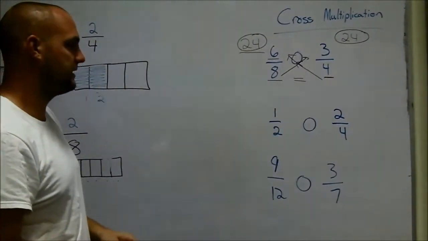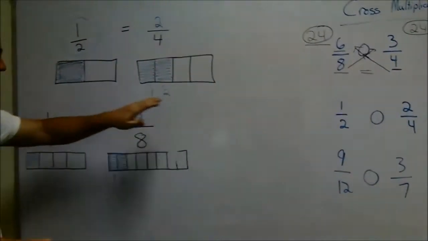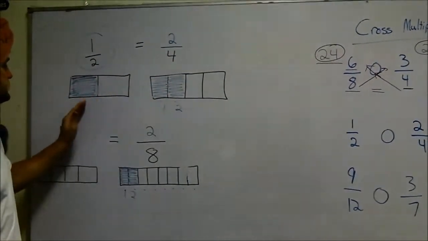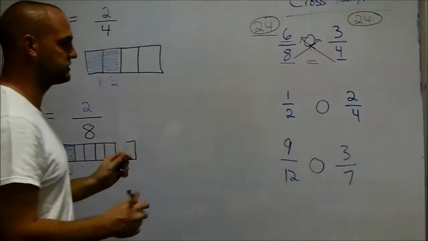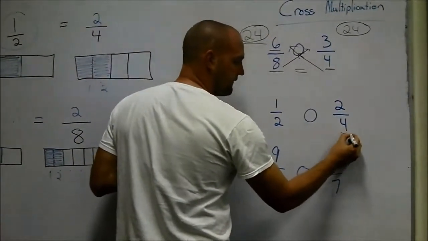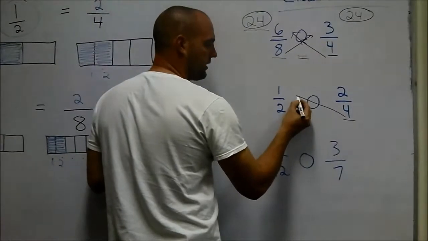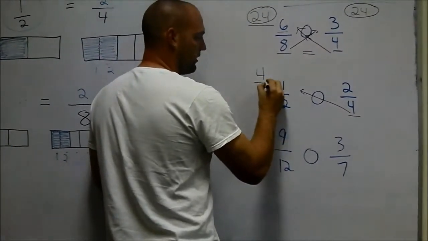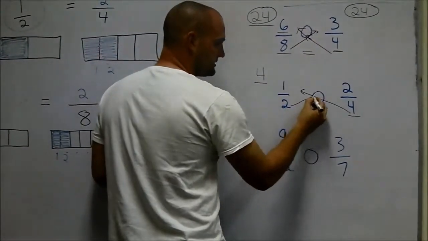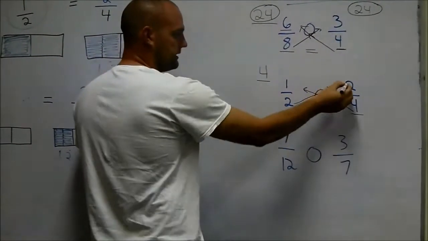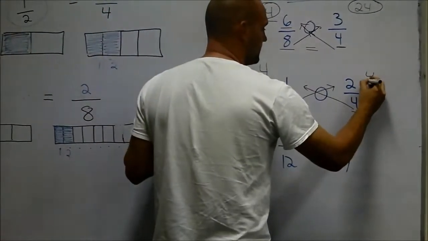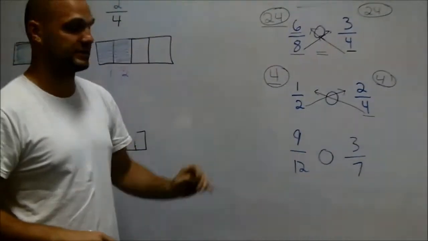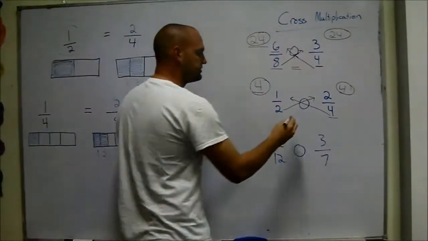Okay? Let's try another one. Let's say 1/2 and 2/4 are equal. We know that already because we did it here. But let's use cross multiplication to check our work. So we have 4, and we want to go all the way across. We multiply 4 times 1, and we get a 4. Then we multiply 2 times 2, and we know we get 4. So if these two are equivalent or equal, that means our fraction is equal. So 1/2 is equal to 2/4.